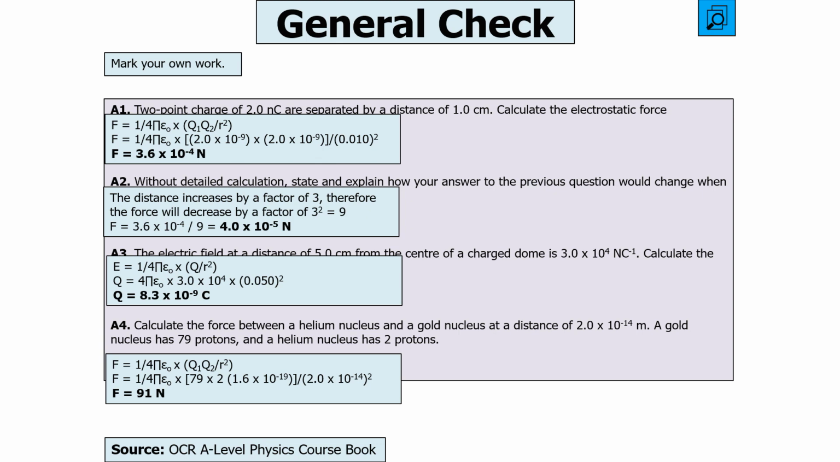Then this last one, we are using Coulomb's law again. F equals Q1 Q2 over 4 pi epsilon 0 r squared. Pop in all the numbers. Remember, the proton has a charge of 1.6 times 10 to the minus 19 coulombs. That's a bit of revision from the particles topic. Pop in all the values. Remember, it's r squared, and we get 91 newtons as our force between them.